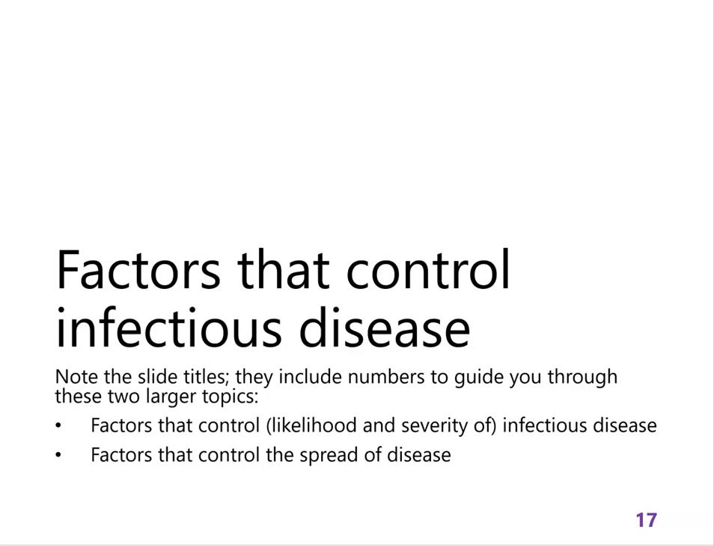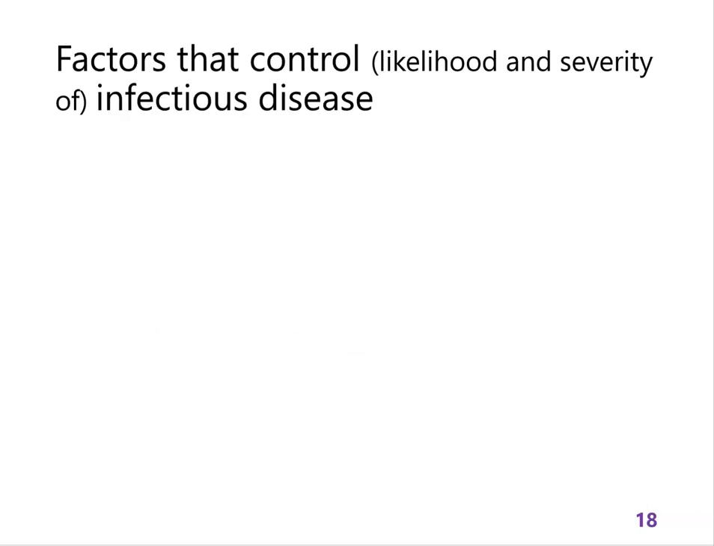Welcome back. This video is about factors that control infectious disease. They control how likely it is, how severe it is, how long it lasts, lots of things like that. And then in a different section, we will look at factors that control the spread of disease. That's epidemiology, so that will be a later video. But for now, we're just looking at all the different factors that change how severe or likely a disease can be.